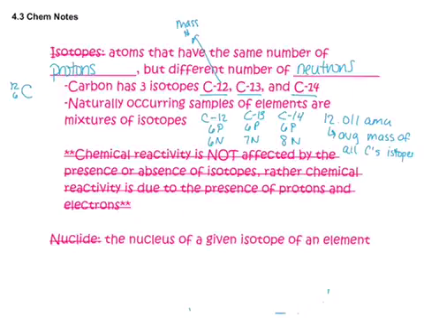So when we look at the reactivity of an atom, chemical reactivity is not affected by the presence or absence of isotopes. Rather, chemical reactivity is due to the presence of protons and electrons. And so a nuclide is the nucleus of a given isotope of an atom or of an element. So right here is the nuclide information about carbon-12.